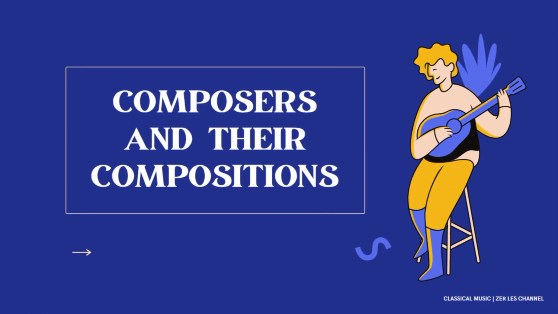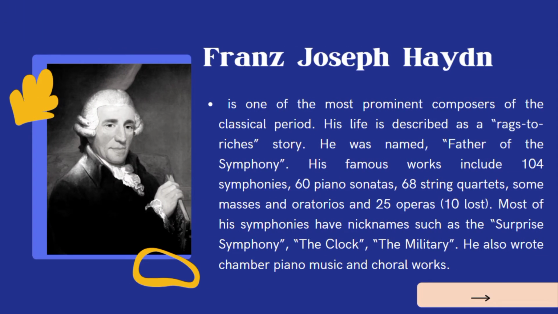Let us now proceed to the composers and their compositions. First composer of the classical period was Franz Joseph Haydn. He is one of the most prominent composers of the classical period. His life is described as a rags to riches story. He was named Father of the Symphony.